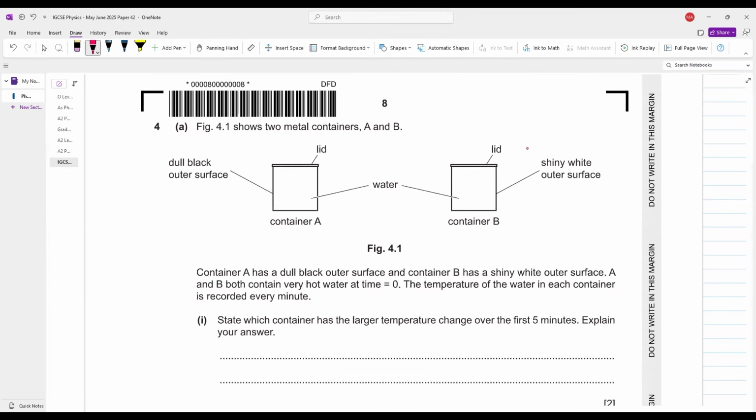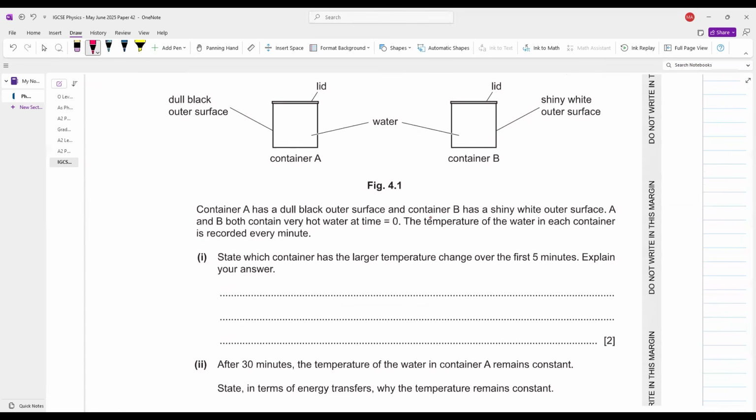Figure 4.1 shows two metal containers A and B. अच्छा जी, ये दो मेटल कंटेनर्स हैं A and B. Okay. Container A has a dull black outer surface. Container B has a shiny white outer surface. अच्छा जी, container B का surface क्या है? Shiny white. Container A का surface क्या है? Dull black. Okay.